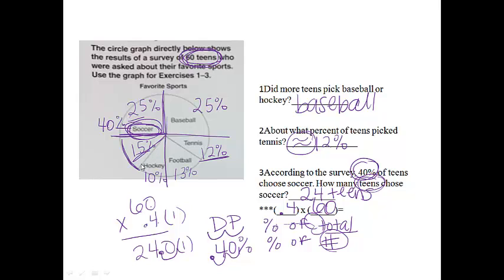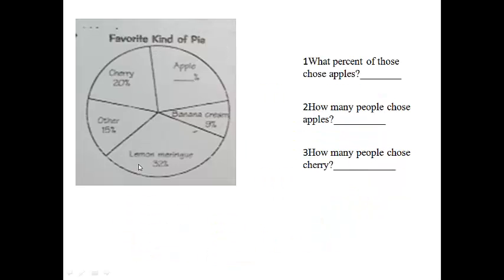Alright? Let's do another example. That was a lot to take in. Alright, now we're talking about pies, so hopefully you don't get hungry. Your paper says, what is your favorite kind of pie? The pie chart shows 175 people responded to this question. Alright, so the first question was, what percent of those surveyed chose apple pie?